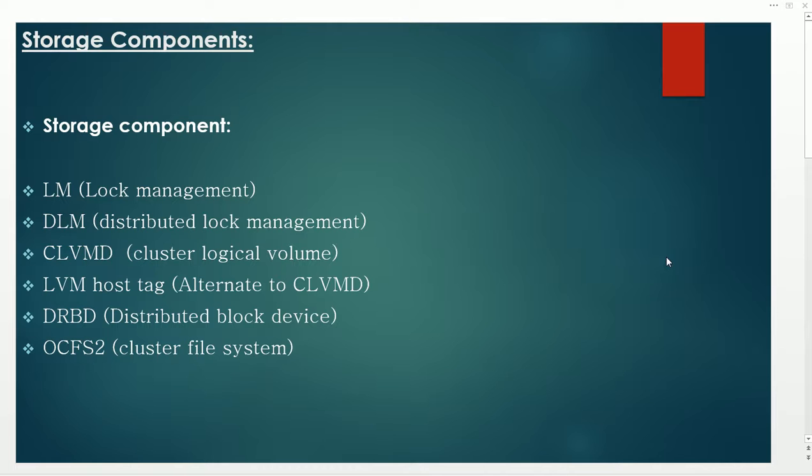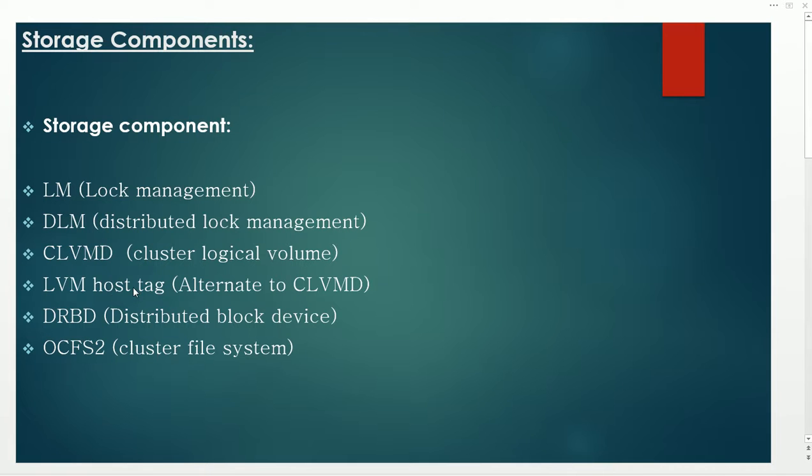In this video I'm going to demonstrate and discuss the storage components which we use in an OpenAIS or Pacemaker cluster. Right, so I'm going to demonstrate and discuss the cluster components, and in that the first one is LM, which is lock management. We need to understand what lock management is, and also what DLM, distributed lock management, is. These two are used by CLVMD, which is the cluster aware logical volume manager which we use in a cluster system. And I'm going to discuss what CLVMD is in brief in my next slide.